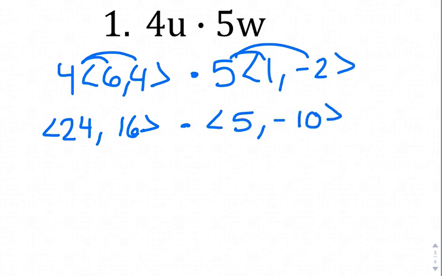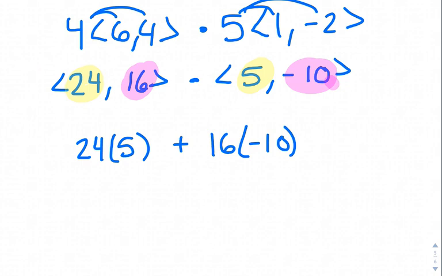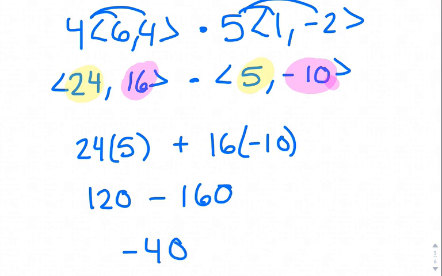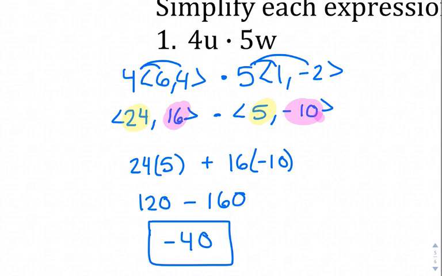So for dot product, remember I multiply these two numbers and then add them to the multiplication of these two numbers. So it's going to be 24 times 5 plus 16 times negative 10. So 24 times 5 is 120. 16 times negative 10 is negative 160. So my final answer is negative 40. So remember, dot product is the only kind of operation with vectors that you end up with a single number, not a vector. So that is all of chapter 7.